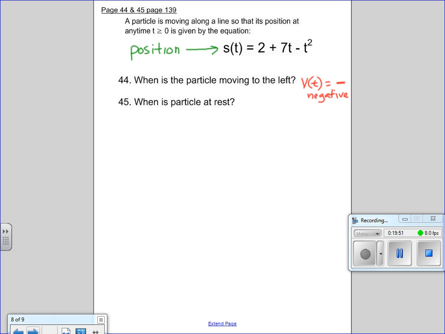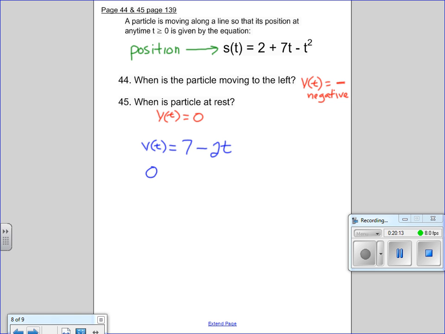When is the particle at rest? Whenever the velocity equals 0. All right, so those are our two scenarios we're looking for. First thing we need to do is take the derivative. So the derivative of 2 is 0, 7t is 7, and minus 2t. That is our velocity function.